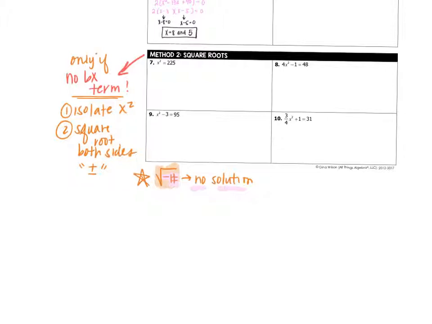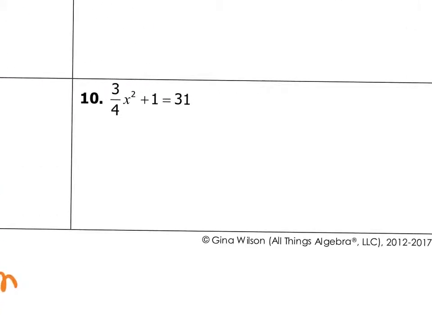So for this section, I will do number 10. Since there is no bx term, we can solve by square root. So isolating x squared by subtracting 1 on both sides. Multiplying by 4/3 to cancel off, why is my pen not working there? Multiply 4/3 to cancel off the 3/4 on both sides. Okay, so those cancel. And I end up with x squared is equal to 40.